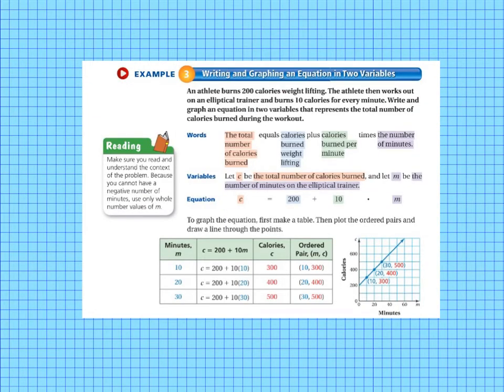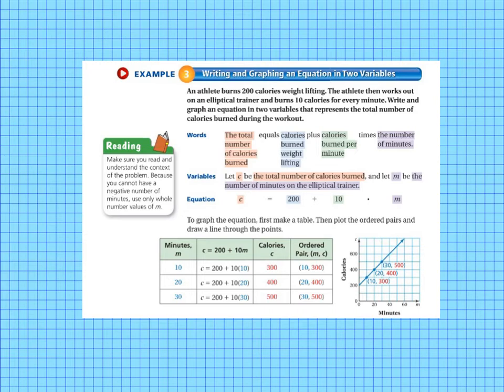Let's take a look at example 3, writing and graphing an equation in two variables. An athlete burns 200 calories weightlifting. The athlete then works out on an elliptical trainer and burns 10 calories for every minute. Write and graph an equation in two variables that represents the total number of calories burned during the workout.